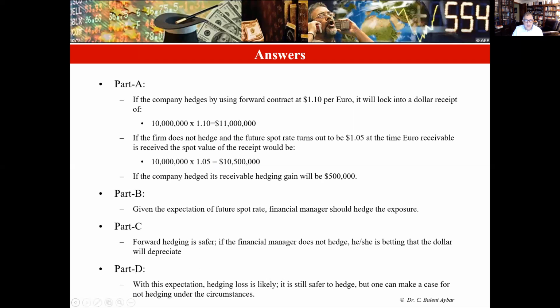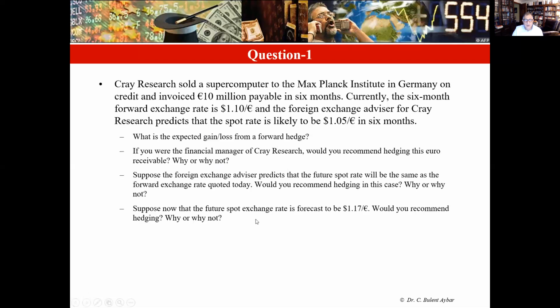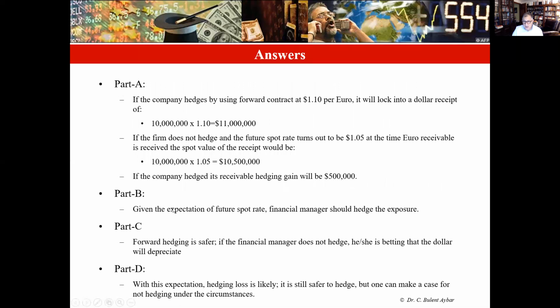On part D, we were asked to entertain the thought of a forecast of 1.17. So if this rate transpires, obviously we are going to collect $11,700,000. But still, the downside is still there. Regardless of this expectation, the forward hedge is still safer.